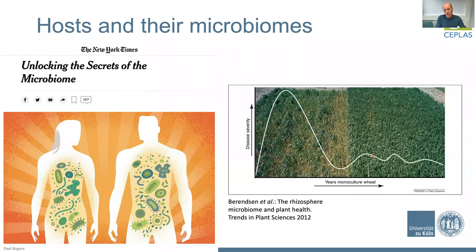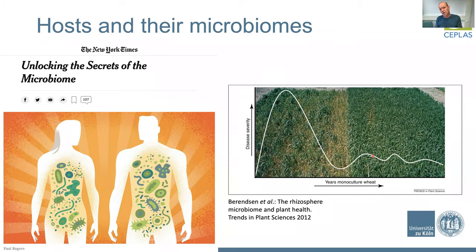And so a number of years ago, when we were thinking about this, we started to think, you know, but if this is a strategy of a host, of a plant host to suppress disease, well, wouldn't it be somewhat likely that pathogens have learned and have evolved to interfere in this process?